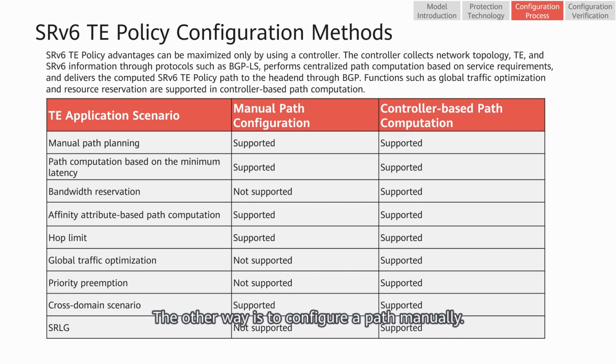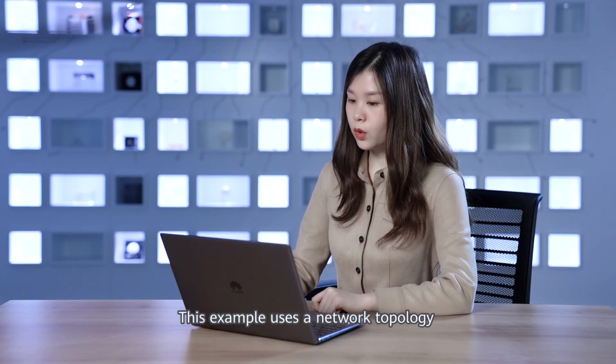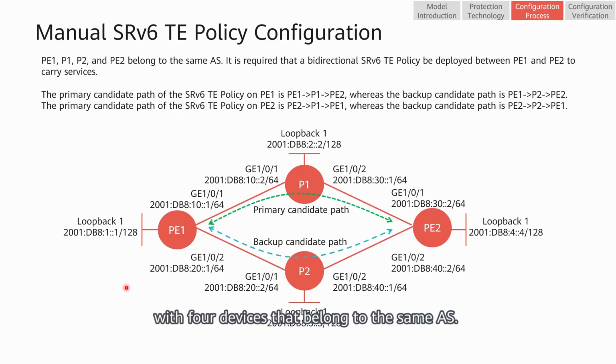The other way is to configure a path manually. Let's look at an example to see how we can configure a path. This example uses a network topology with 4 devices that belong to the same AS. A bidirectional SRv6 TE policy is needed between P1 and P2 to carry services.